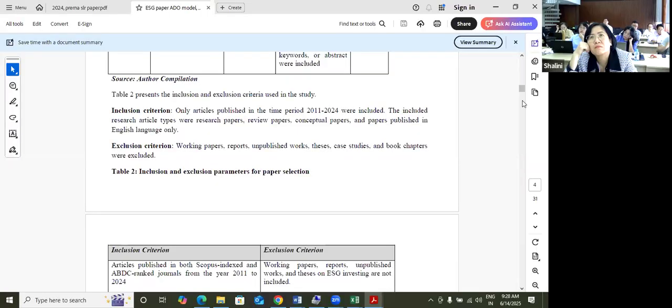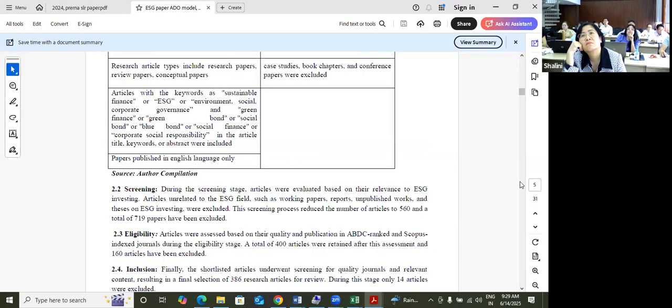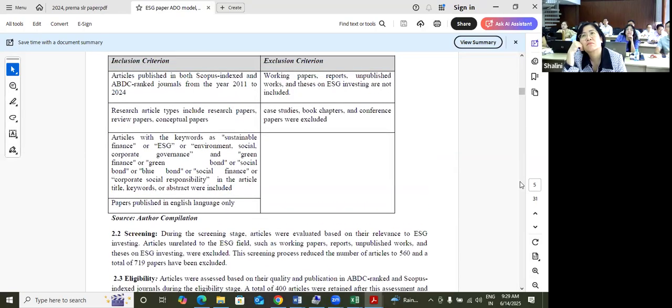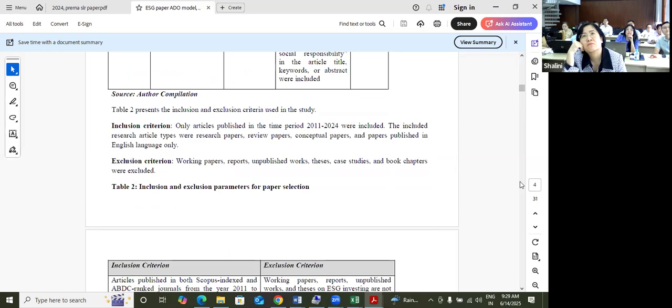Simultaneously, I have written this in words as well. Only articles published in this time framework were included. And what were the exclusion criteria? I have made the table, but at the same time, the writing part is also important, the way I have written.